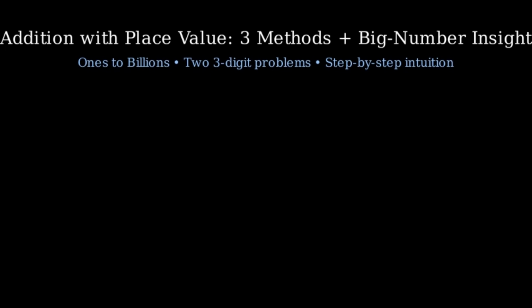Finally, we will go further with a larger place value example that reaches all the way to the billions place to see how carries flow across many places.